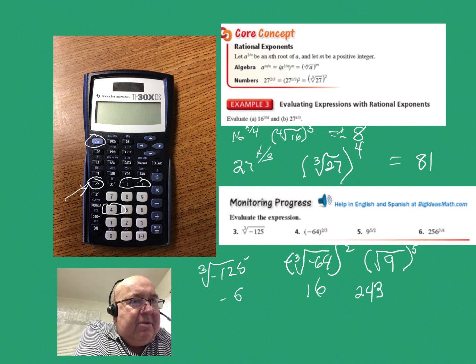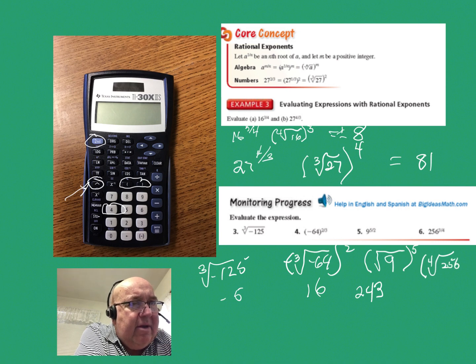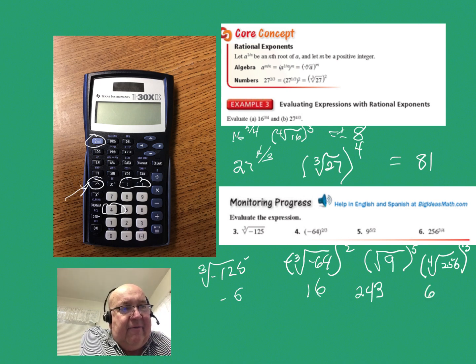And finally, the last problem here, we're going to have the fourth root of 256 raised to the third power. The fourth root of 256 is 4. 4 times 4 times 4 is 64. Again, just having a little bit of memory of what some certain patterns are is helpful, but I don't expect you to memorize all of the roots or anything like that. That's why we have calculators.